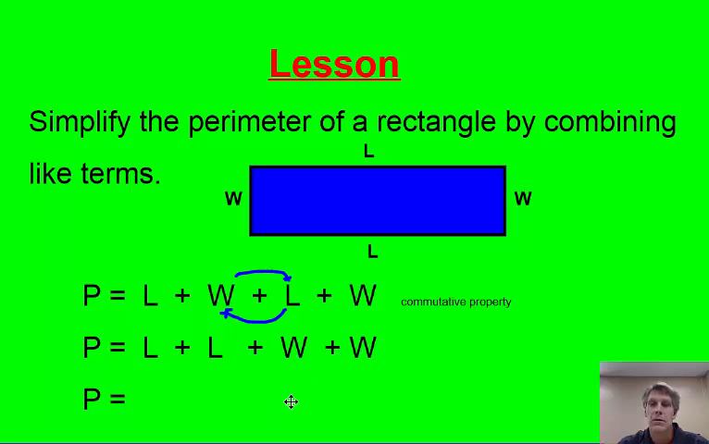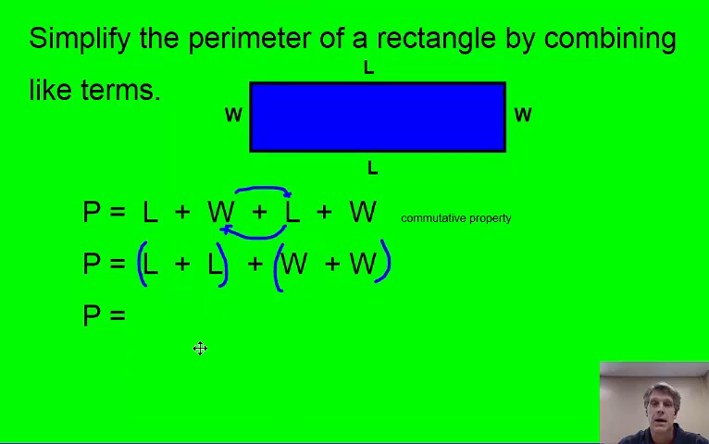Now we want to group them together. So I'm going to group the length with the length, and I'm going to group the two W's together because they're like terms. And then we're going to add L plus L. Well, there's a 1 right here. You got to remember there's a 1 sitting here. So it's like 1L and 1L, and then there's going to be a 1W and a 1W. So if I add those together, what do you get? Well, I'm going to get 2L plus 2W, and that's combining like terms.